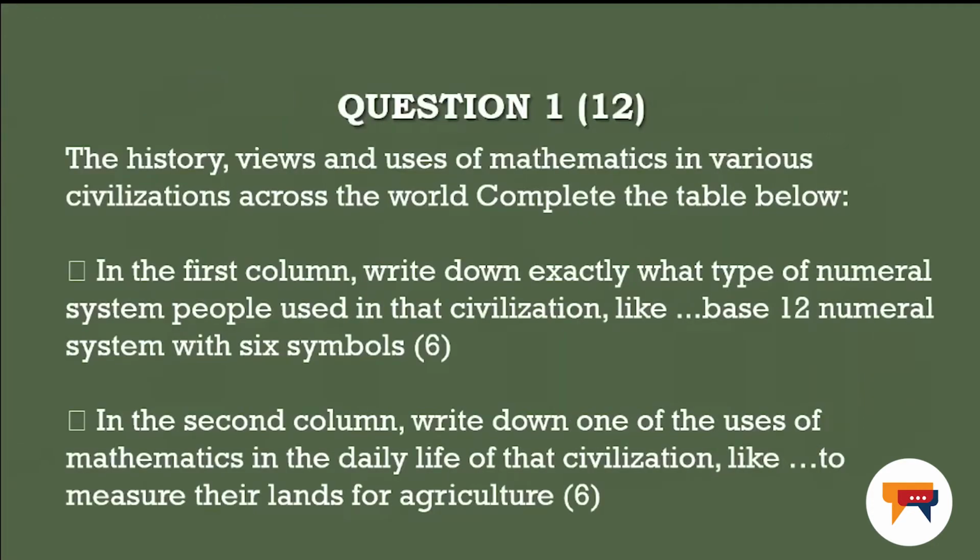Question 1 accounts for 12 marks. And you will see that it is about the history, the views, and the uses of mathematics in various civilizations across the world. And the question asks you to complete the table below. Now, the instructions say in the first column, write down exactly what type of numeral system people used in that civilization, like base 12 numeral system with 6 symbols, or whatever the case may be. And in the second column, write down one of the uses of mathematics in the daily life of that civilization, like to measure their lands for agriculture.